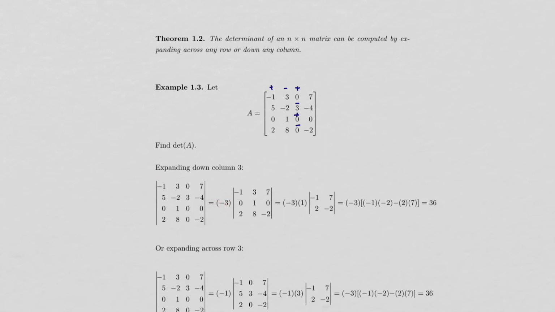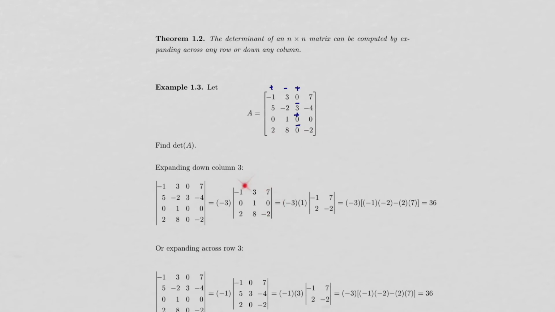So the determinant of this matrix is equal to -3, the -3, times the 3x3 determinant that's left when I take out the row and the column that the 3 is in. So the 3 is in row 2, column 3. So this is submatrix A 2, 3. So I have minus 1, 3, 7, 0, 1, 0, 2, 8, minus 2.